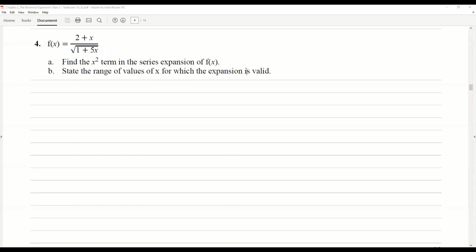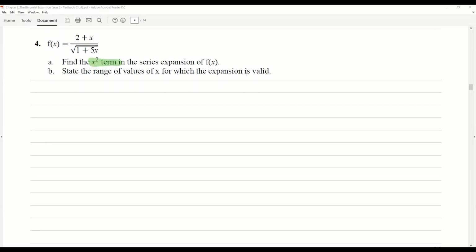So in our final example, we have a rather complicated looking function f of x. Now, we're asked to find the x squared term in the series expansion of f of x. Now, we haven't seen anything quite like this yet. So we'll just go through the idea quite carefully initially. The first thing we need to establish, of course, is what does it mean by the series expansion? Well, we need to remove that square root symbol. All right, so it's the x squared term.